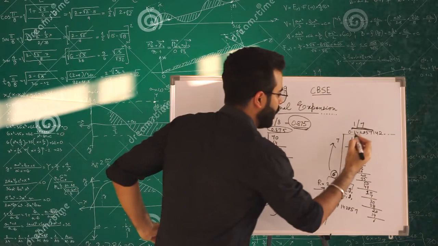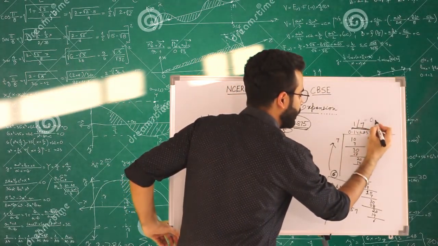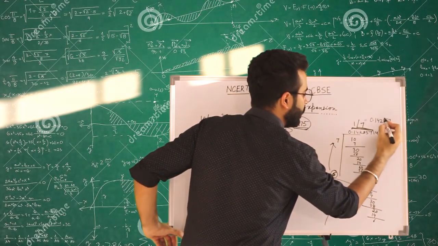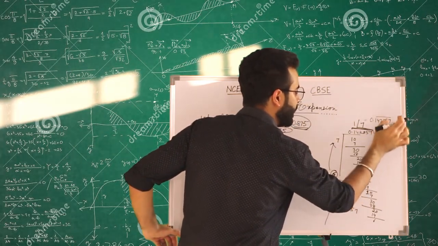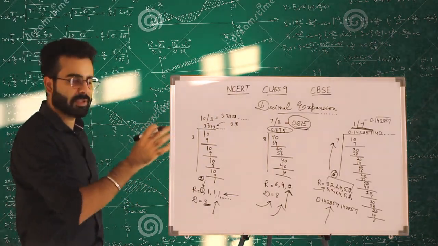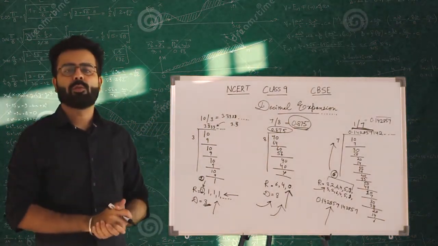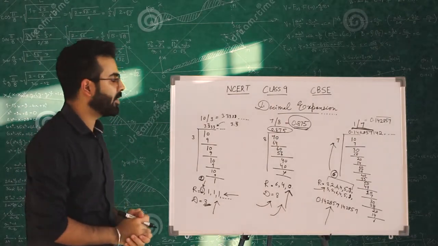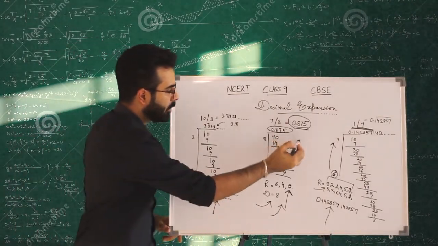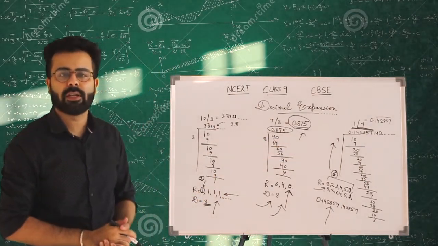In the same way, 1 by 7 will be written as 0.142857 bar, which means this will repeat again and again. Bar means that those numbers are repeating. So now our conclusion is that the decimal expansion of rational numbers has only two choices. Either they are terminating or they are non-terminating, recurring.